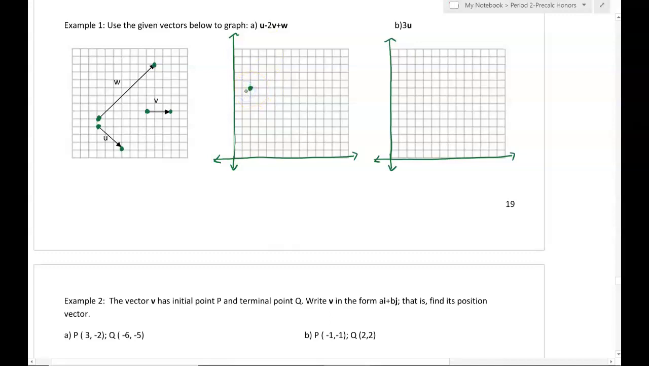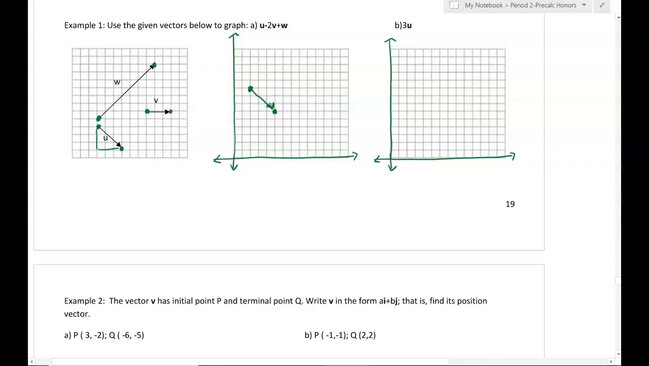Now, how do we draw it? Vector u, we're going to count 1, 2, 3 boxes down and 3 boxes to the right. So if I started right there, I'm going to count 3 down and 3 to the right, make the other dot. And remember, it is important to show the direction of your vector. Now that's just vector u.